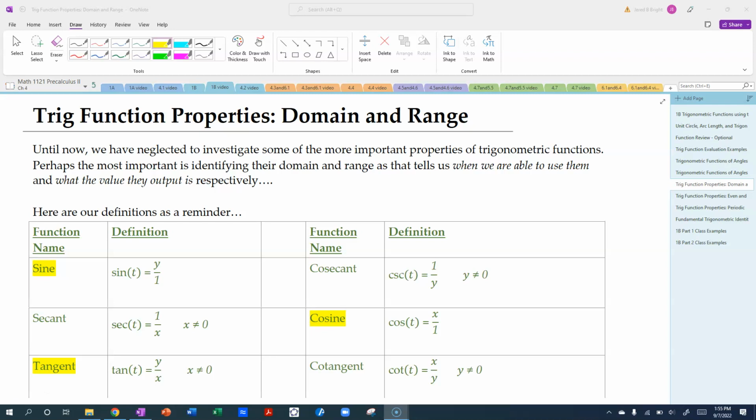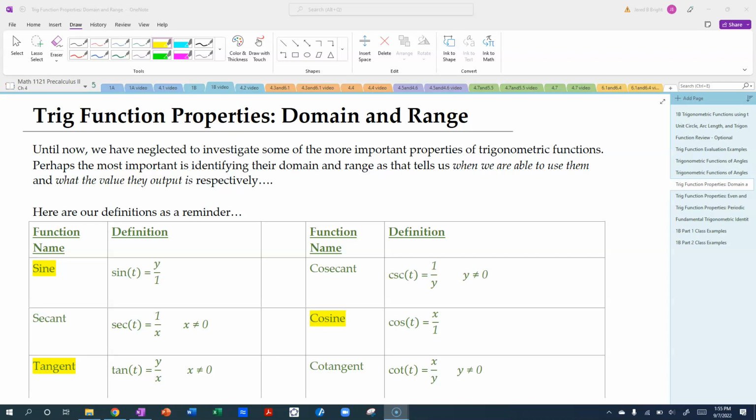We have been studying trig functions for a while now, and in our study of trig functions, we haven't actually stopped to pause and say, okay, well, these are functions, right? Functions are relations, relations have domain and range. So what are the domain and range?